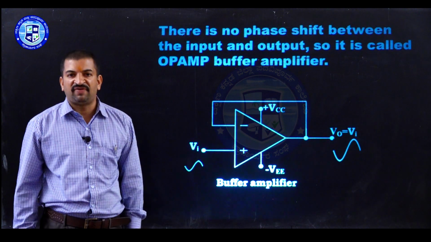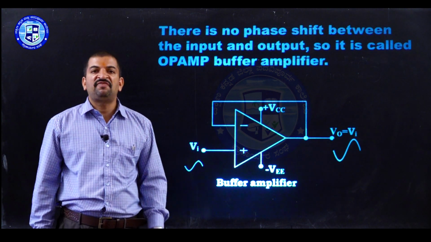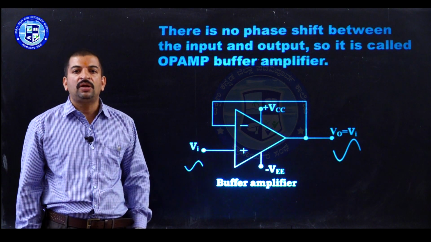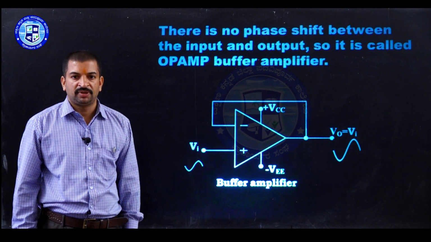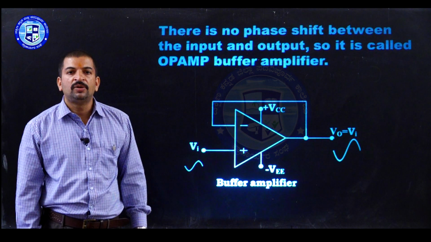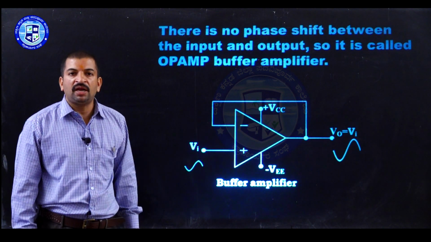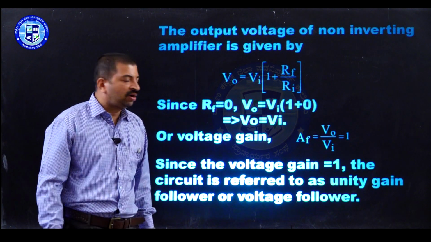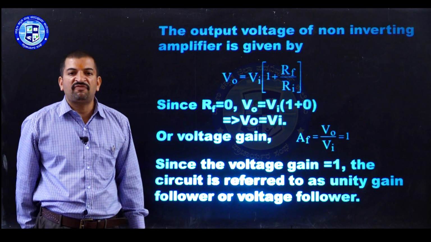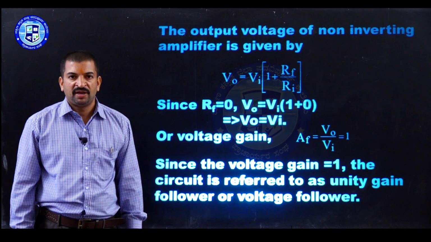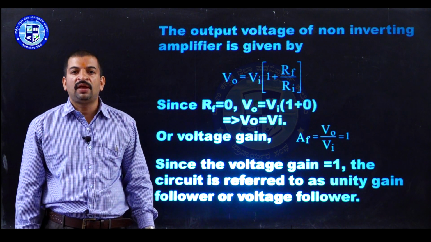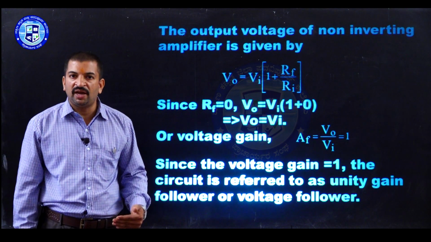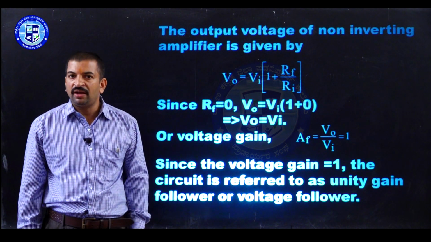Now what is a voltage follower? The voltage follower is a circuit whose output voltage is equal to the input voltage. It is an amplifier whose output voltage is equal to the input voltage. Now, we know the expression for the voltage gain of a non-inverting amplifier. It is given by the formula AF equal to 1 plus RF by Ri, or V naught by Vi equal to 1 plus RF by Ri.